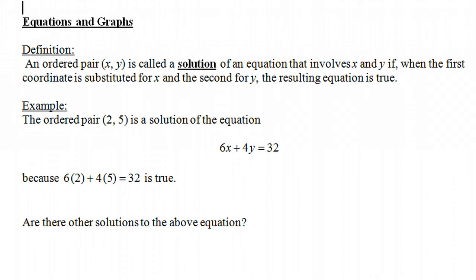In fact, maybe you want to pause the video right now and see if you can come up with a few other solutions on your own. One of the solutions is the ordered pair 4 comma 2. If you plug in 4 for x and 2 for y, you get 24 plus 8 equals 32, and that's a true statement. Another solution would be 0 comma 8. And yet another one would be 6 comma minus 1. You'd have 36 plus minus 4 does equal 32. In fact, there are infinitely many solutions of the above equation.